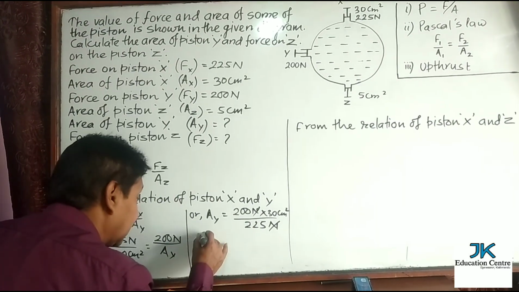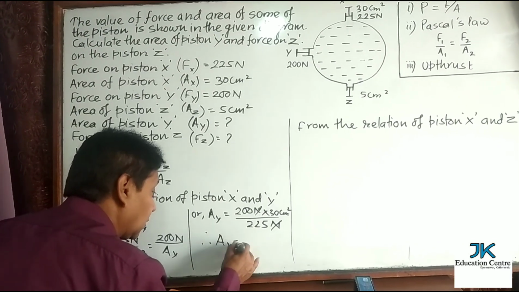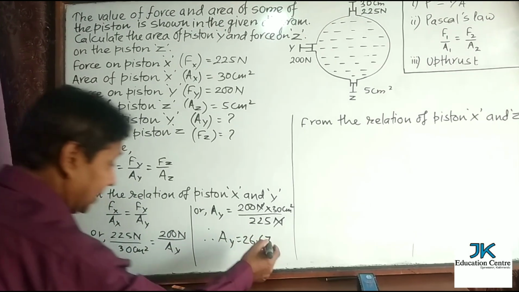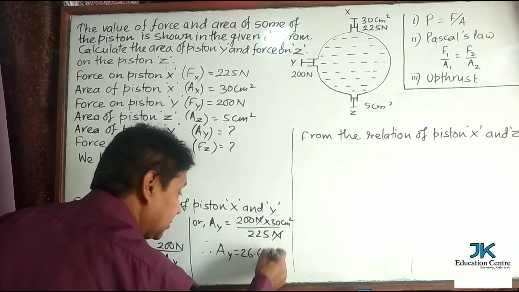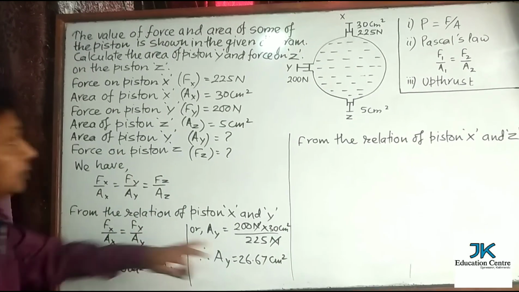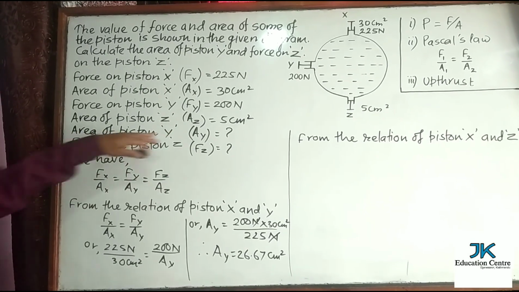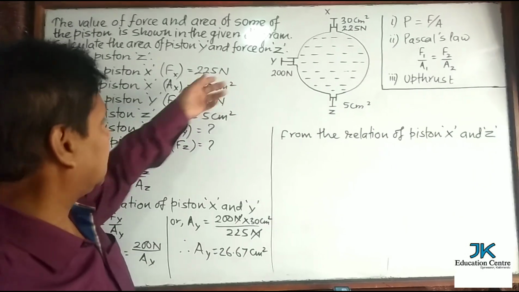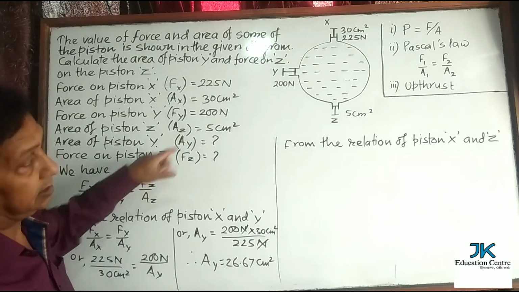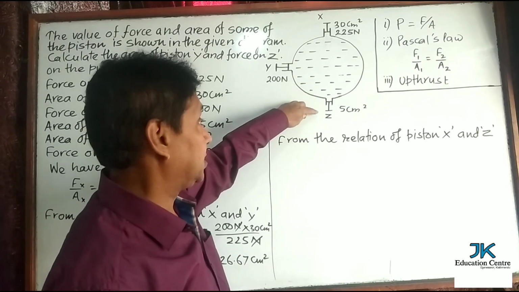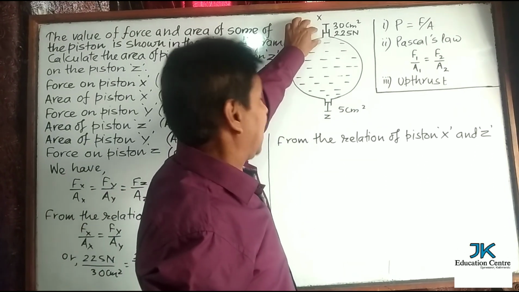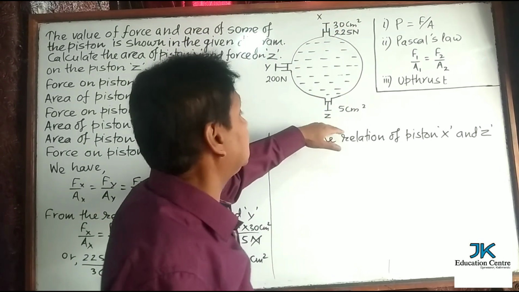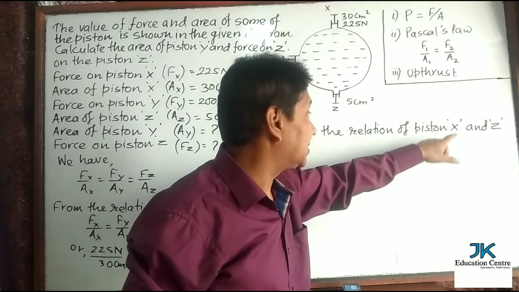Therefore, Ay is equal to 26.67. And what is this? Area. That's why area is measured in centimeter square here. This is the answer of the first question. Now let's go to the second question also: force on piston Z. We are going to find out the force on piston Z. Both values are given for X and only one value is given for Z. That's why we can compare X with Z.